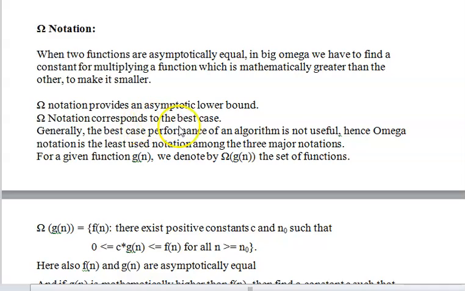This notation corresponds to the best case, whereas big O corresponds to worst case. Generally, best case performance of an algorithm is not useful, so we will not be considering best case. Hence, omega notation is the least used notation among the three major notations. So the first one was big O notation. The second one is big omega notation. Big O notation corresponds to the worst case of an algorithm, and big omega notation corresponds to the best case of an algorithm.